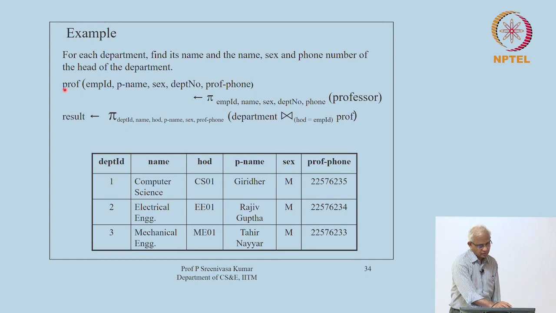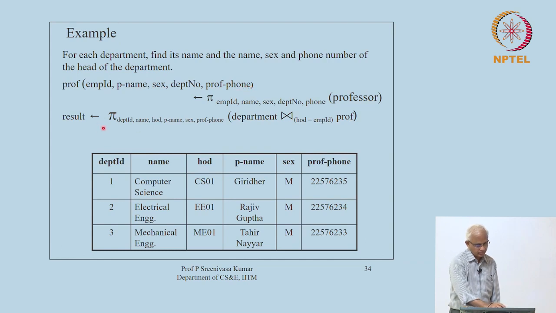I will introduce a short form of professor as prof, and then do the renaming here. Employee ID, P name instead of name, and the rest of the things are as they are. And then I renamed phone as prof phone, because then this will be different from the department phone. So, that is how I take professor, project the required attributes from the professor, and then rename them like this.